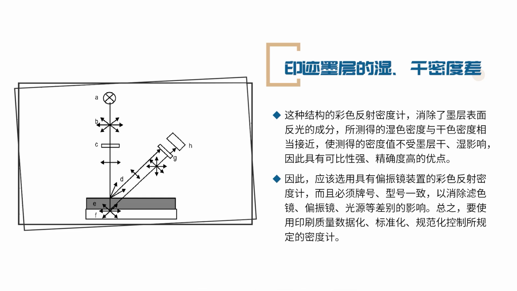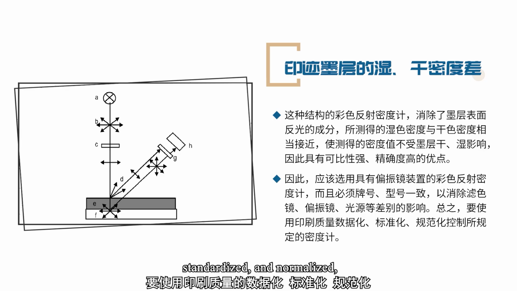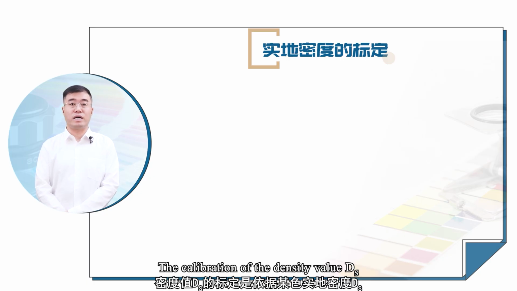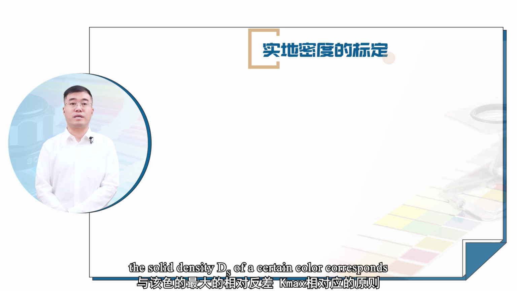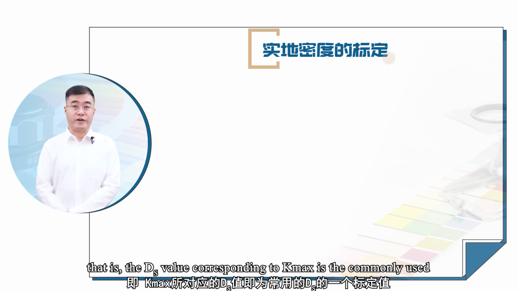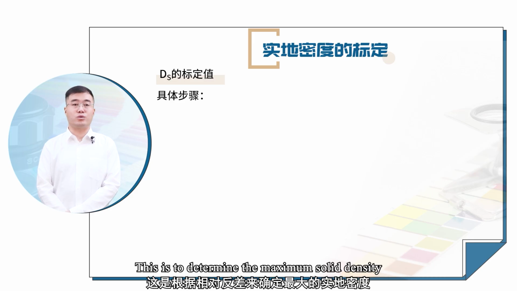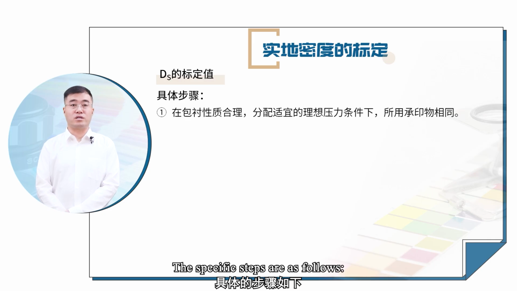In short, to make the printing quality data-based, standardized, and normalized, the specified density values need to be controlled. The calibration of the density value ds is based on the principle that the solid density ds of a certain color corresponds to the maximum relative contrast Cmax of that color. That is, the ds value corresponding to Cmax is the commonly used calibration value of ds. This is to determine the maximum solid density according to the relative contrast. The specific steps are as follows.